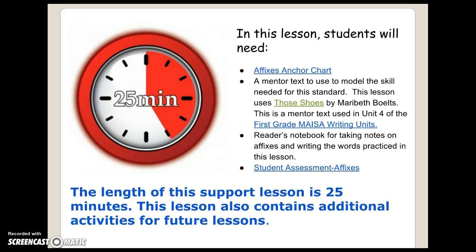The approximate length of this lesson is 25 minutes. For this lesson, the students will need the affix anchor chart, the mentor text, Those Shoes by Meredith Boltz, which can be found in the first grade MESA writing units, Unit 4, a reader's notebook for taking notes and practicing the skill, as well as a student assessment.